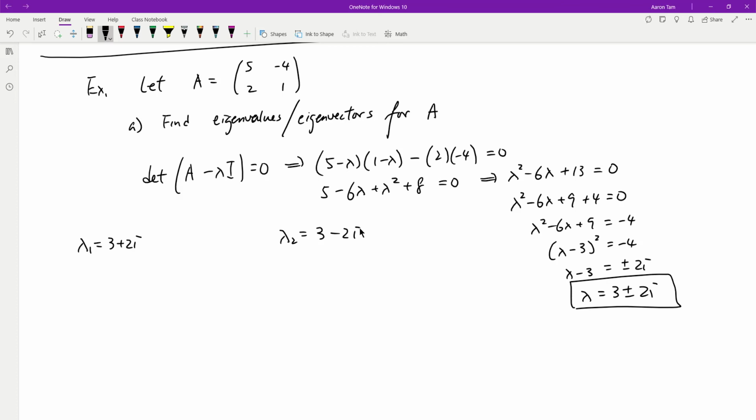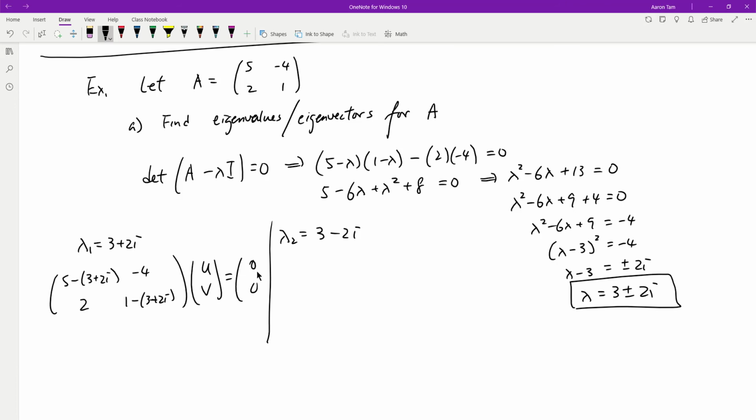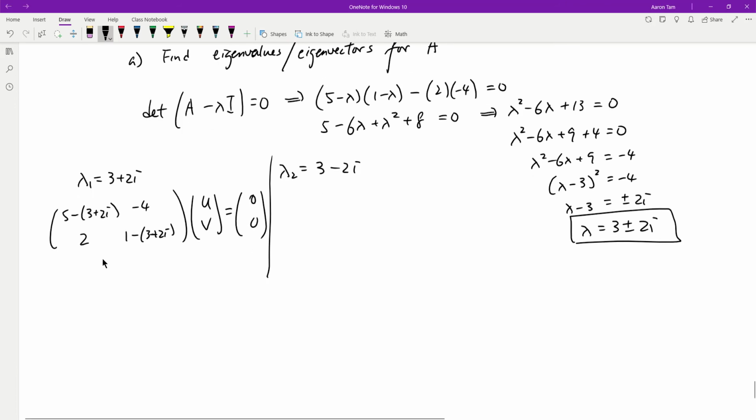And now let's try to figure out what the corresponding eigenvector would be. So hopefully I have enough room here. That would be [5 minus (3 plus 2i), -4; 2, 1 minus (3 plus 2i)] multiplied by [u, v] equal to [0, 0]. So 5 minus 3 plus 2i is 5 minus 3, which is 2, and then minus 2i, so 2 minus 2i, -4, 2, and then 1 minus 3 is -2, and then minus 2i.